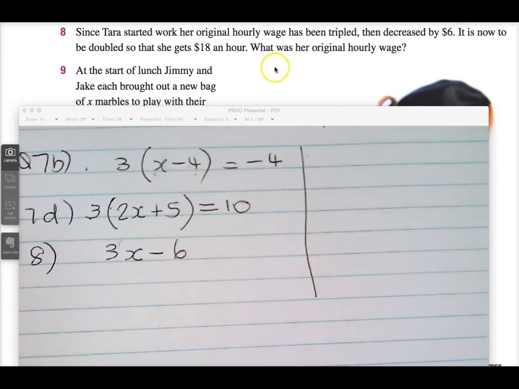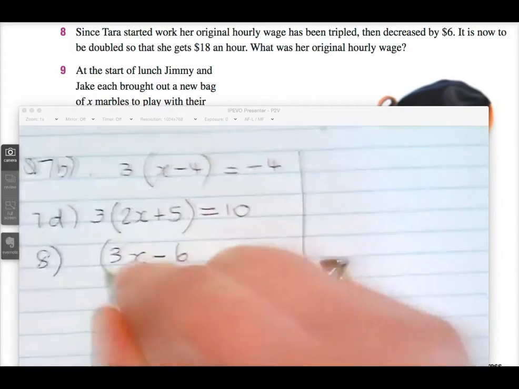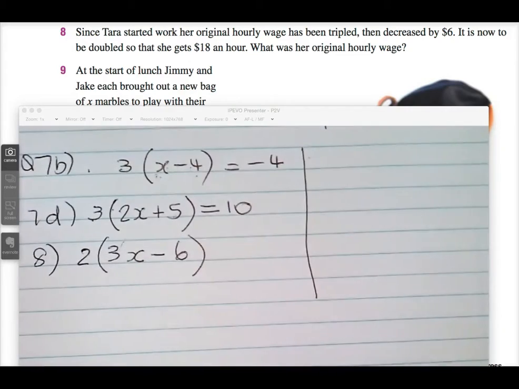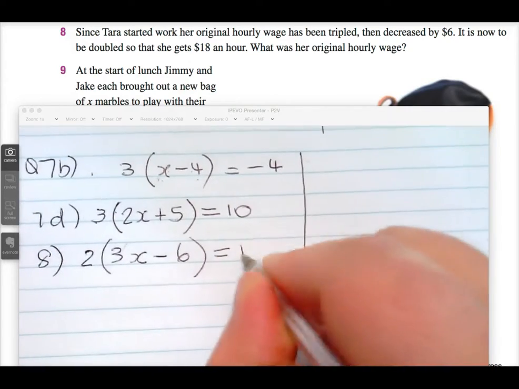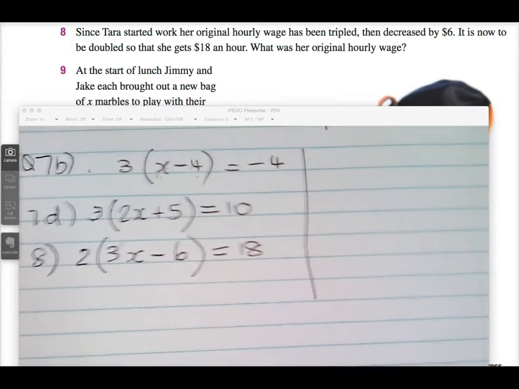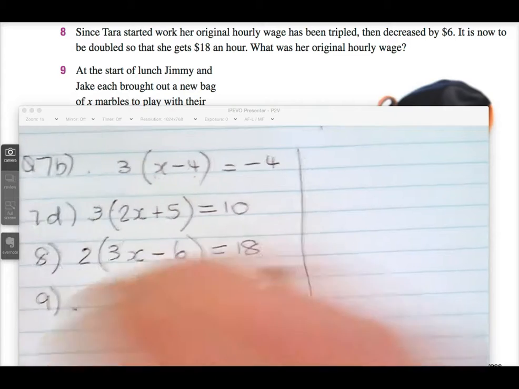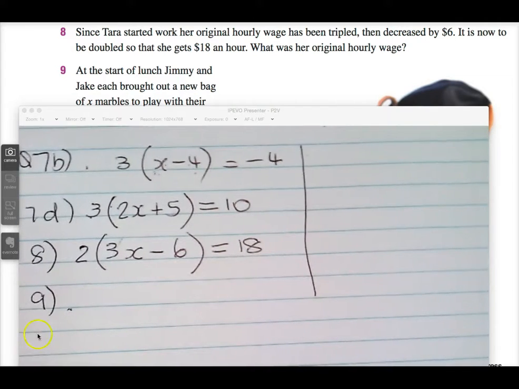It is now to be doubled so that she gets $18 an hour. So if that's now going to be doubled, put it in brackets and double it, that's now all going to be equal to $18 an hour. What was her original wage to find out? X. So you can solve it. I'm not solving them, I'm just helping you write them.